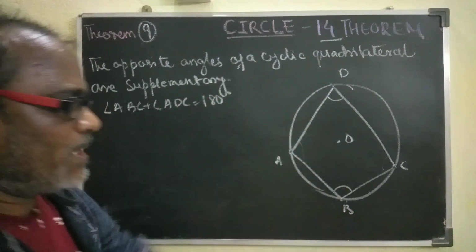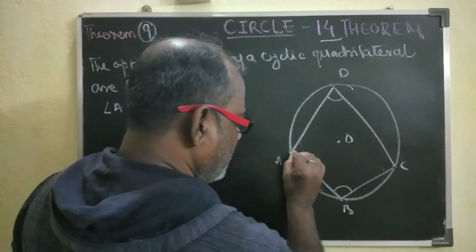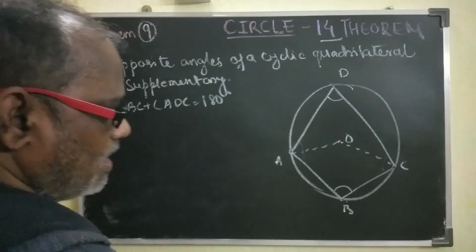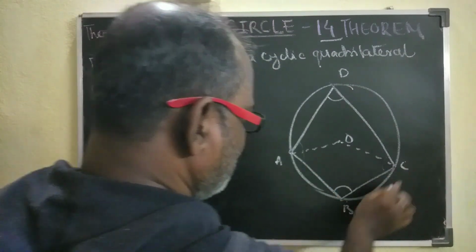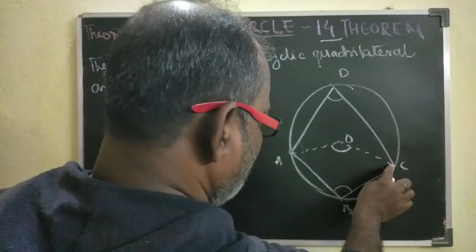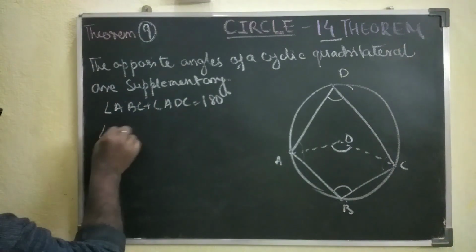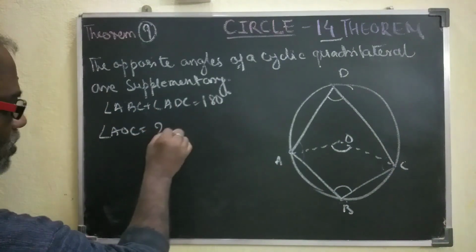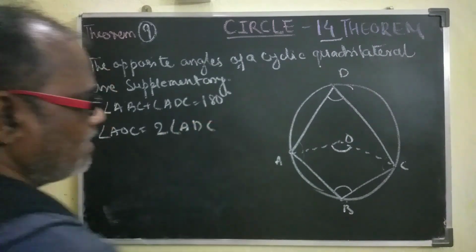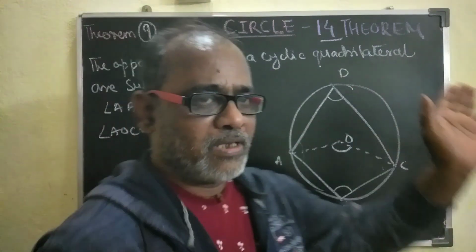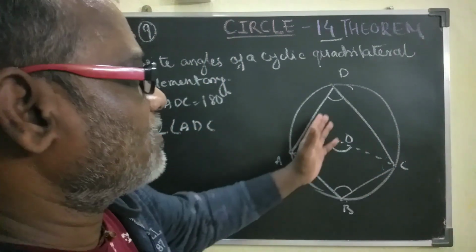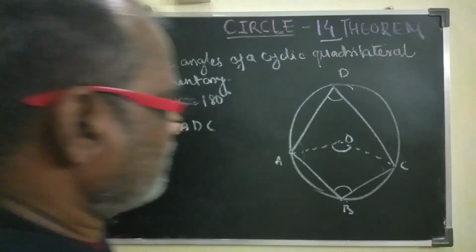Before proving this, what will we do? First we will join AO and join OC. Now see, AC makes an arc. So this angle AOC equals twice of angle ADC. Just now we have gone through the previous theorem that the angle subtended by any arc at the center is twice the angle subtended at any other point on the circumference.